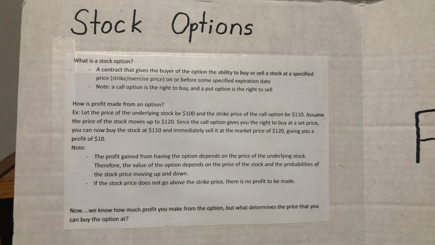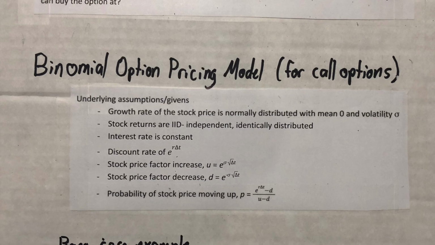So now, we know how much profit you can make if the stock price goes up and goes down from the option, but what determines what price that you buy that option at? This is where the binomial option pricing model comes in. If you would like more information, you can find more online, because this is one of the most widely used options pricing models used today. Here are some underlying assumptions and givens about the model. I won't go into what some of them mean, but if you're curious, you can easily find more information online.